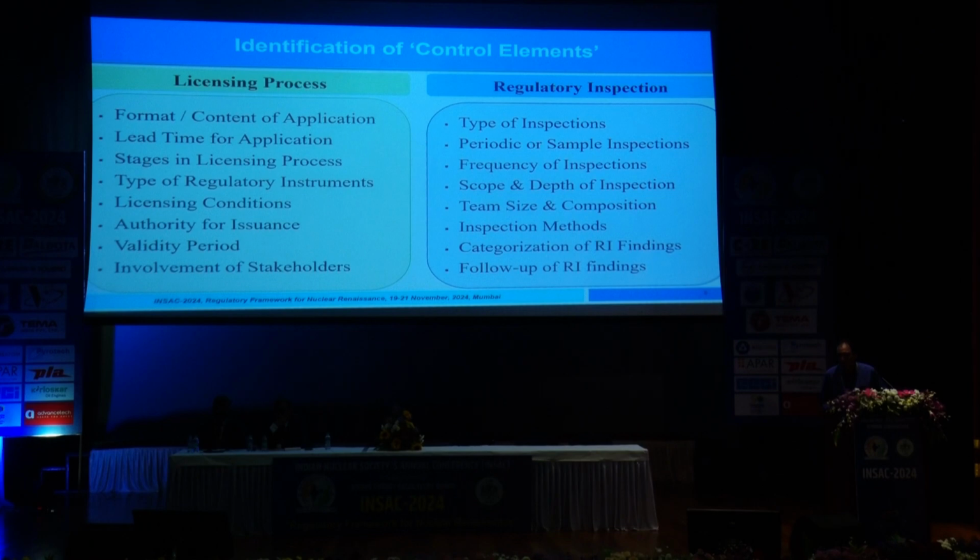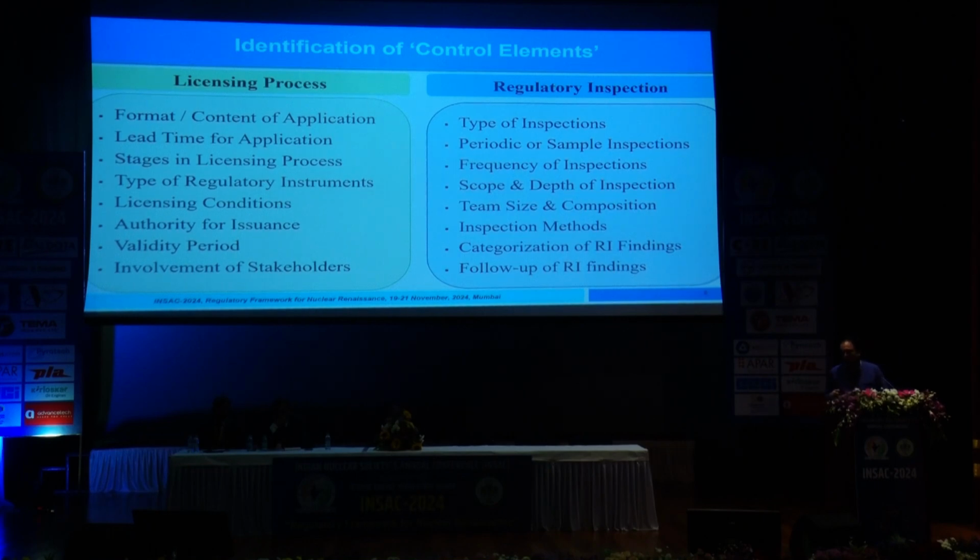It is commensurate with a graded approach, like a license for a nuclear power plant or facility, but registration for an X-ray. Then licensing conditions. In control elements, there are some technical factors and some administrative things, like authority for issuance. Who will issue the license within the regulatory body? What will be the validity? What will be the review level? Whether stakeholders will be involved or not.